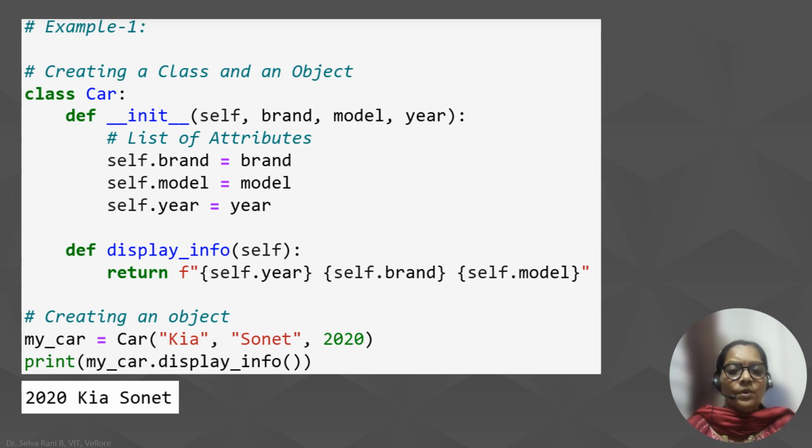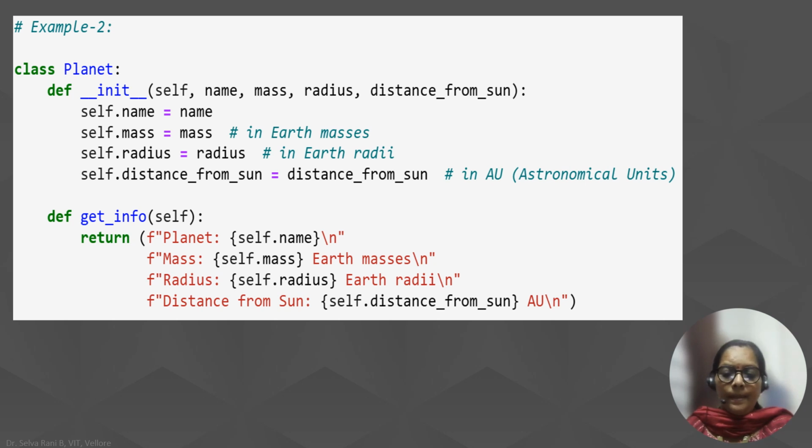Let's now see one more example. Here we are creating a class Planet and __init__ is the constructor and it is going to initialize a planet's name, mass, radius and distance from the sun. And it is having one method get_info. It returns a formatted string with the planet's details.